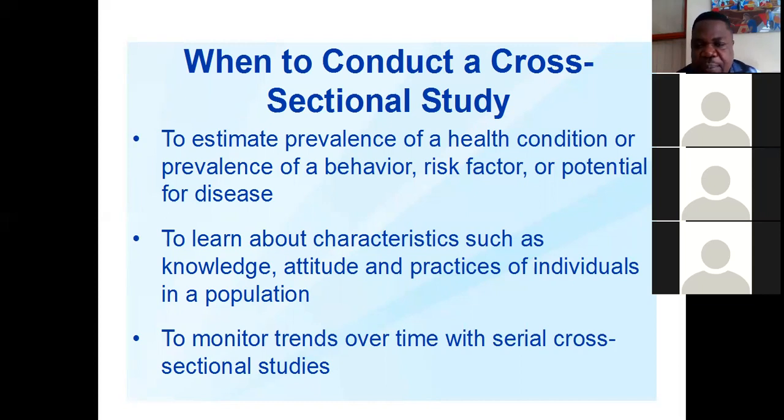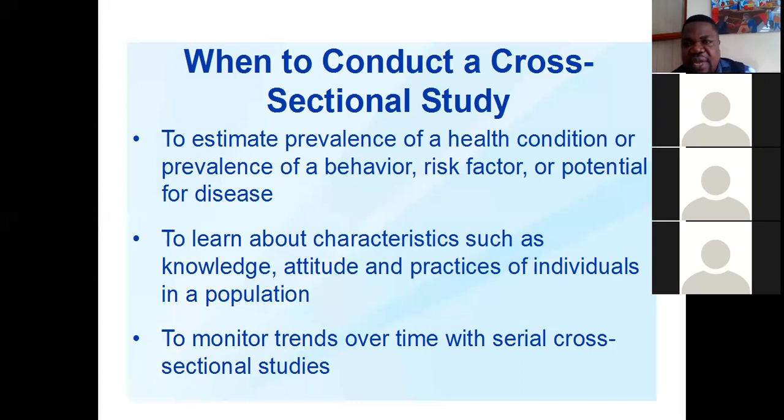Or if you want to learn about the characteristics, such as knowledge, attitude, practice, of individuals in a population, this is also a cross-sectional study because you just want to learn about the characteristic of that population at a specific point in time. Remember that people's knowledge can change. At some point, the person can become well-informed, then he can also change his opinion according to the new information he got. So you are doing it at a specific point in time. You can describe what you found at the time of the study, but that opinion can change sometime.